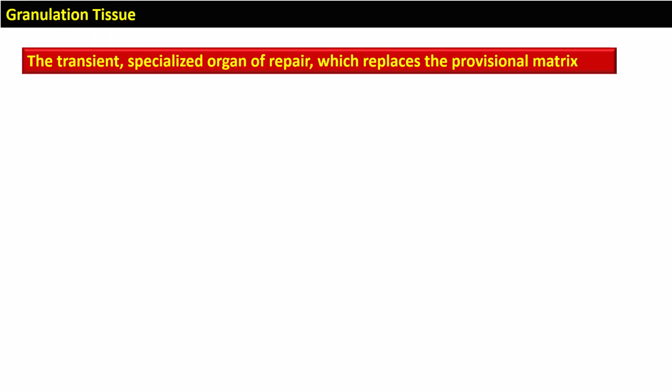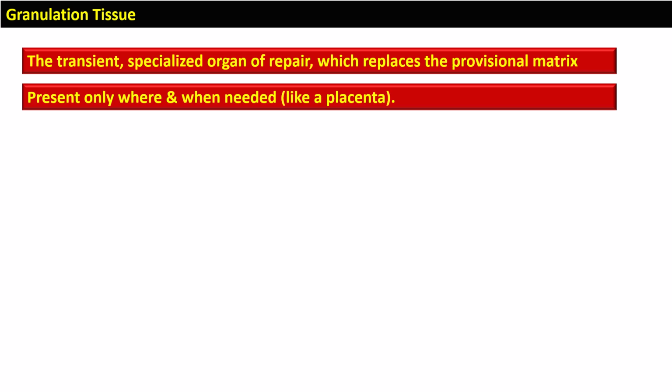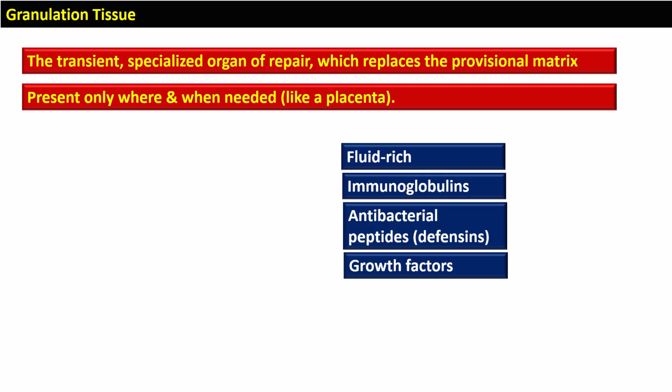The granulation tissue is the transient specialized organ of repair which replaces the provisional matrix. It is present only where and when needed, like a placenta. When required, it is present, and when not required, it is not. This granulation tissue is fluid rich. There are cells that provide immunoglobulins.